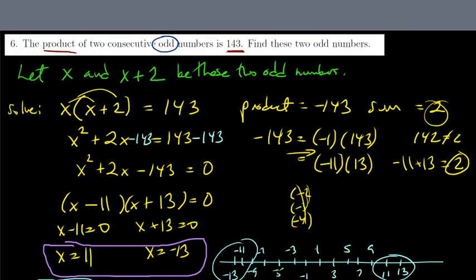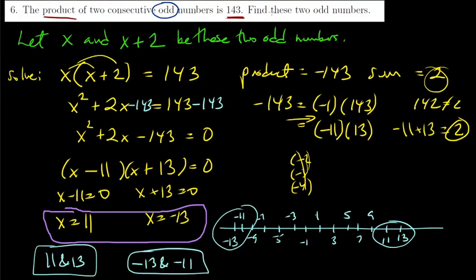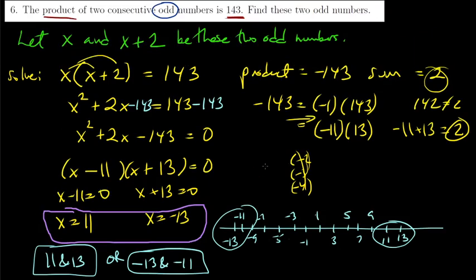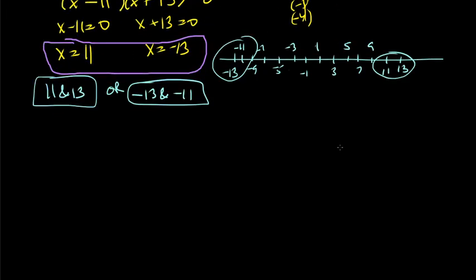It doesn't say positive. The product of two consecutive odd numbers, they don't have to be positive. So there's two possible answers: 11 and 13, or negative 11 and negative 13. Oh, I said it backwards: negative 13 and negative 11. Okay, so that's number 6.